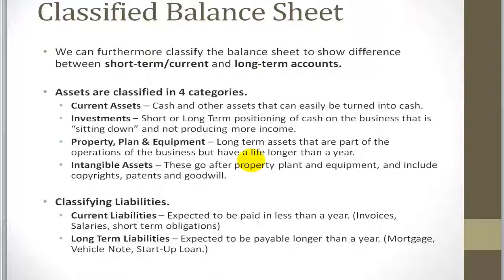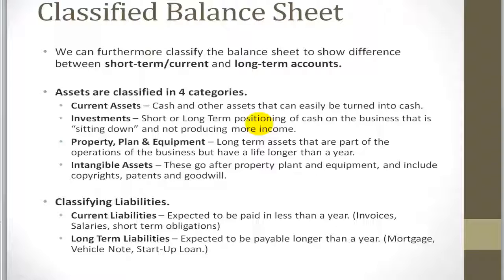In the classified balance sheet, we break down each one of the accounts that we're showing in the balance sheet into different categories. So assets have 4 different categories. We have current assets, which are cash and other assets that can easily be turned into cash, usually within 1 year. So we have investments that are short or long-term positioning of cash on the business that is sitting down and not producing more income.